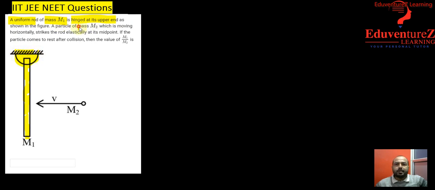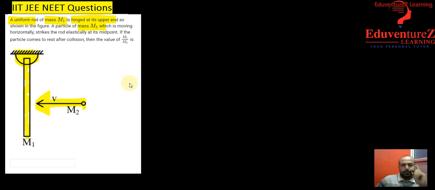A particle of mass m2, this one is a particle of mass m2 which is moving horizontally, like this, and it strikes the rod elastically at its midpoint. If the particle comes to rest after collision, then we have to calculate the value of m1 upon m2, the ratio of the masses m1 and m2.